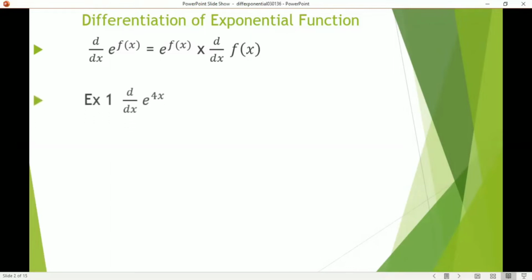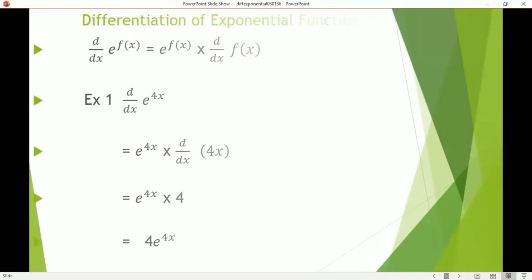So if you have the derivative of e to the power of 4x, it's e to the power of 4x multiplied by the derivative of 4x. Derivative of 4x, which is 4. Final answer, 4 e to the power of 4x. Next example.